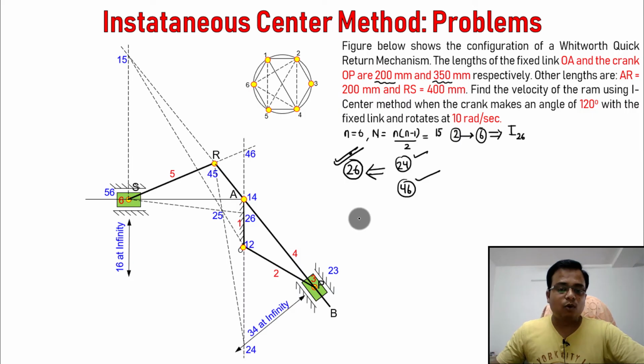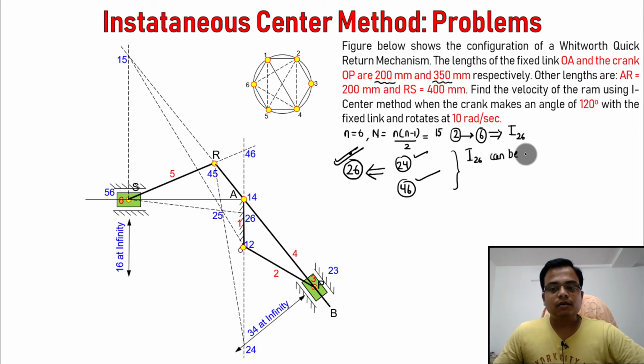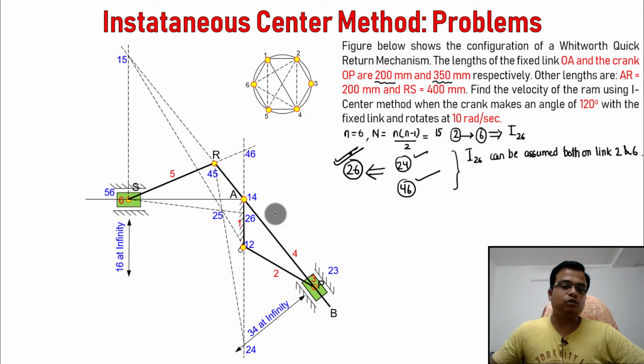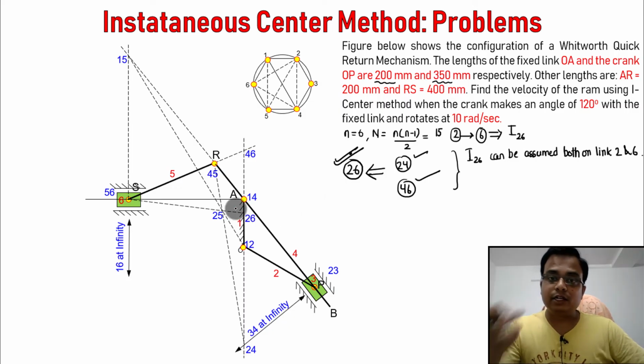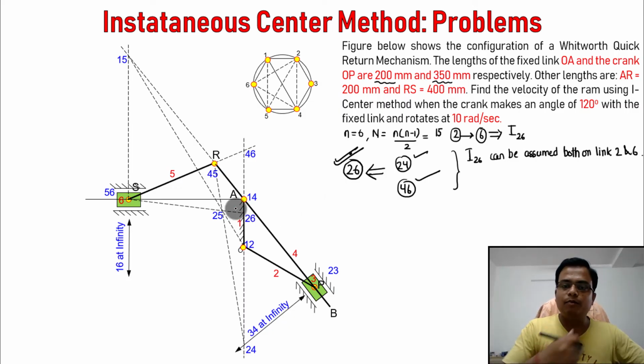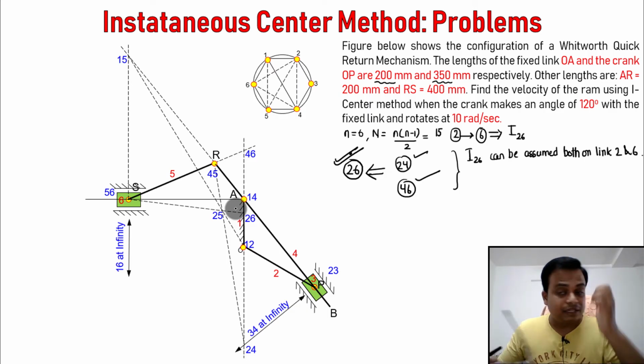Now let me tell you what the idea is. So the idea is eye center 2 6 can be assumed both on link 2 and also link 6. You can assume this eye center to be a part of link 2 as well as a part of link 6, and they can obviously make the calculations very easy.